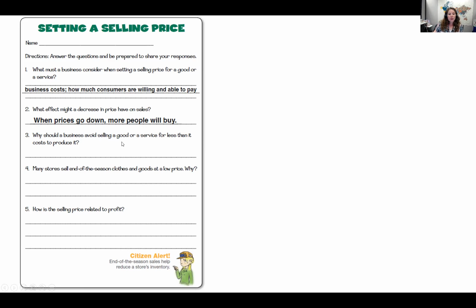Why should a business avoid selling a good or a service for less than it costs to produce it? Why would that make sense? A business must earn a profit to remain in business.